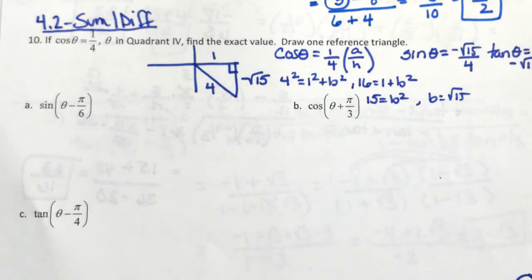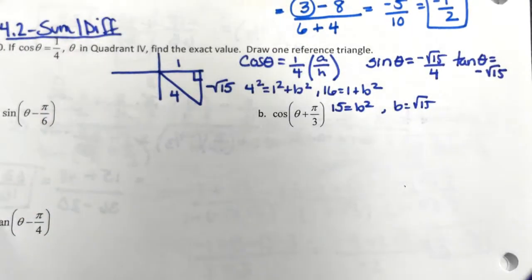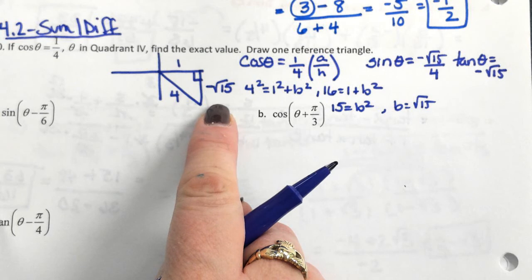Always go back and double check All Students Take Calculus, guys. Remember, you're in quadrant 4. What are the only two positive trig functions in quadrant 4? All Students Take Calculus. It's going to be your cosine and the secant. So make sure you have negatives with the sine and the tangent ratios in quadrant 4. All right, so any questions on that?